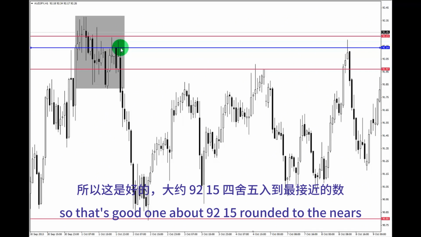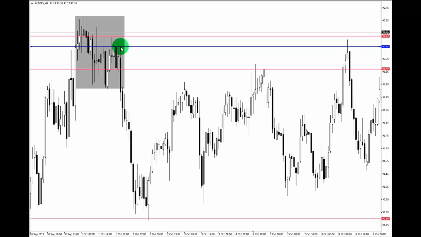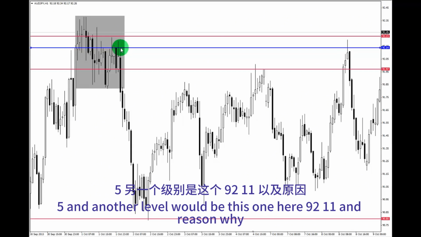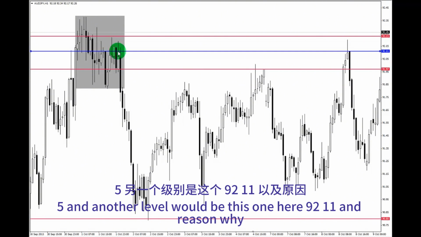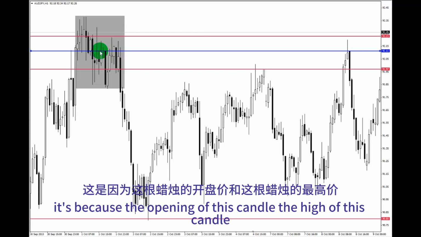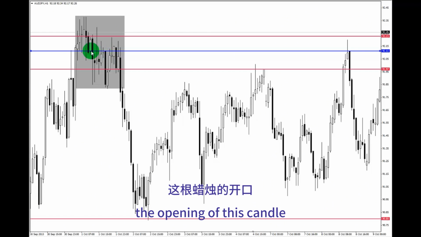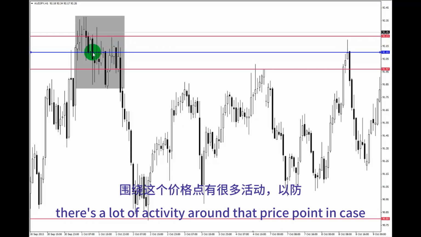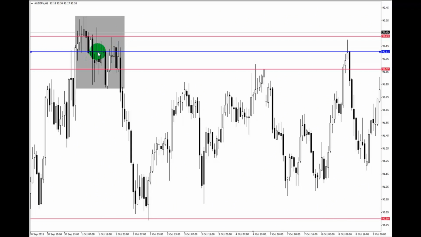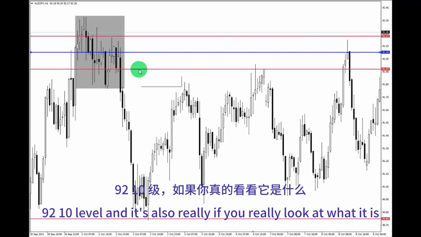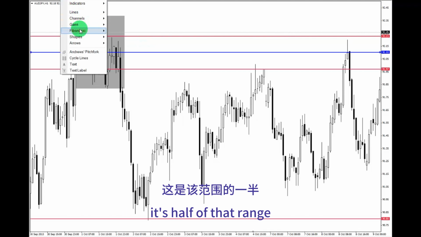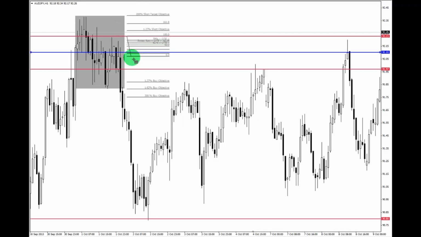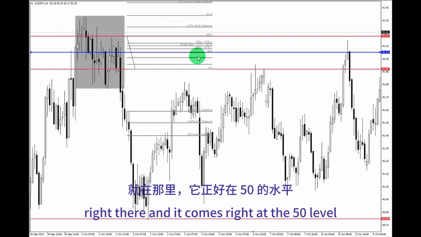About 92.15 rounded to the nearest 5. And another level would be this one here, 92.11, and the reason why is because of the opening of this candle, the high of this candle, the opening of this candle, and the low of this candle, and the high of this candle. So there's a lot of activity around that price point. Okay, so a lot of touches to that level. And I would just round that down to, I'm sorry, the 92.10 level. And if you really look at what it is, it's half of that range right there, and it comes right at the 50 level.